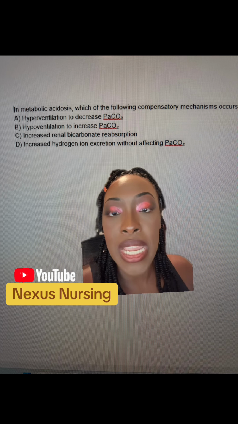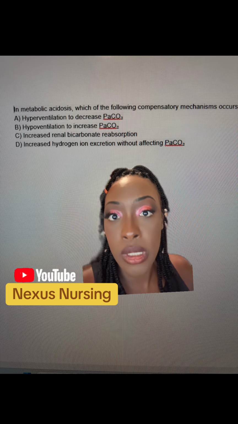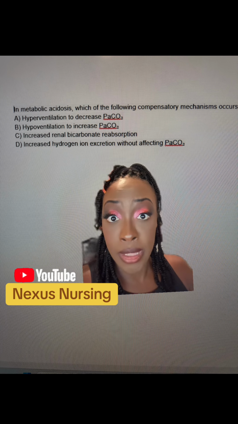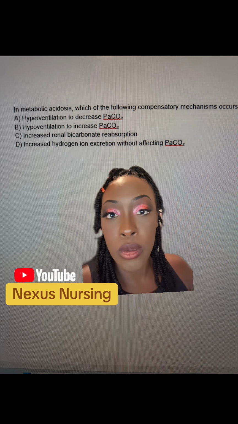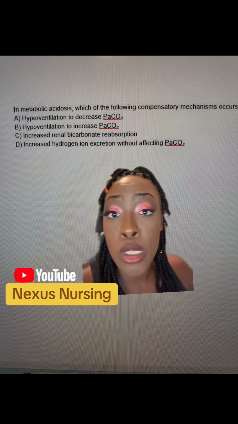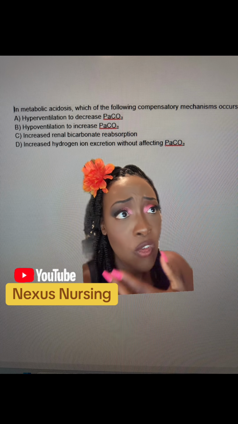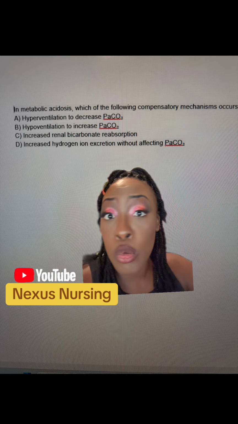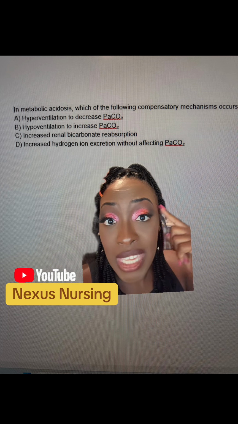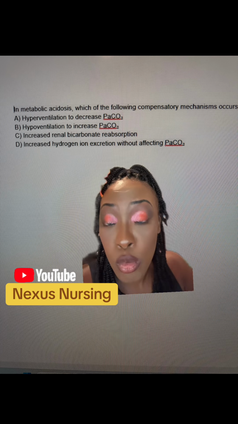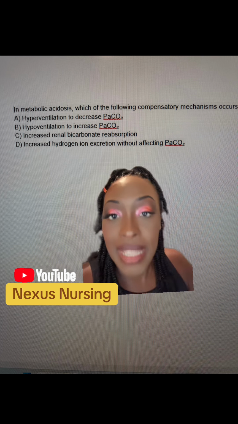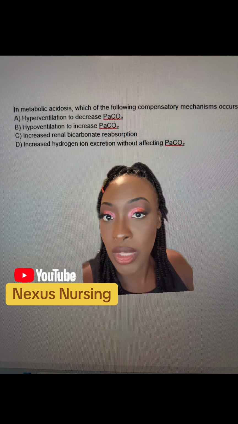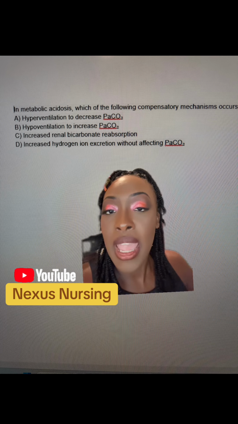So the patient's in metabolic acidosis. Metabolic, kidneys. Acidosis, too much acid, right? Let's think about it. Metabolic acidosis, metabolic, again, kidneys. The kidneys are responsible for bicarb. So the minute you see metabolic, I want you to think of kidneys, and you need to remember that the kidneys are responsible for bicarb. So if the patient's in metabolic acidosis, the kidneys are in trouble. And we know that it's the kidneys because, again, it's metabolic and acidosis.